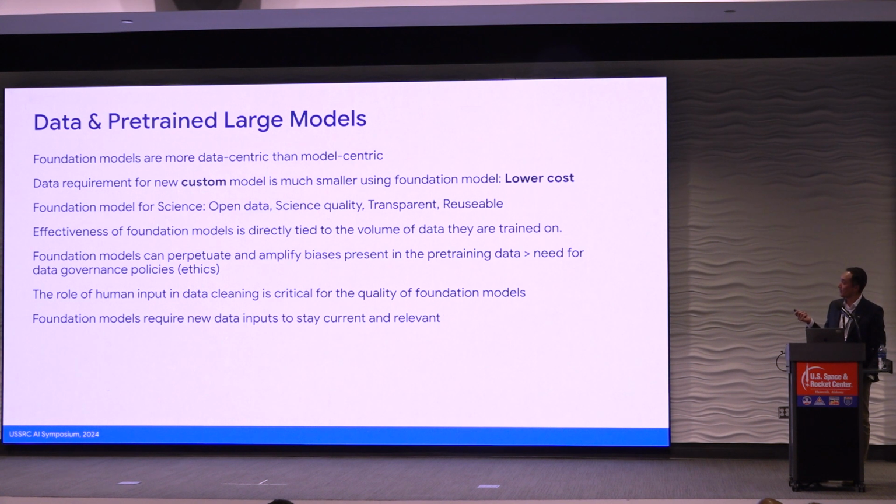And also, if there is biases in the data, it amplifies that bias, so you have to be careful with that. The human input is very critical. The ChatGPT example you saw, right? Going from GPT-3 to ChatGPT was all human feedback that actually improved the results. And obviously, it's not a snapshot. You have to keep on feeding new data sets so that it stays current.